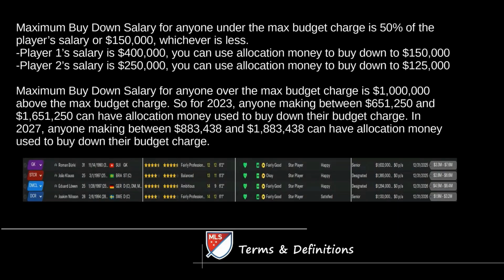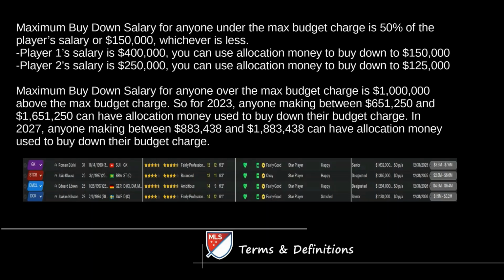The maximum buy-down salary for anyone under the max budget charge. Remember what the max budget charge is. $651,250 is what it is. Okay. The max budget charge is 50% of the player's salary, or $150,000, whichever is less. And we'll get into buying down salaries in another episode too. I'm just trying to explain the salary cap at the moment to you.